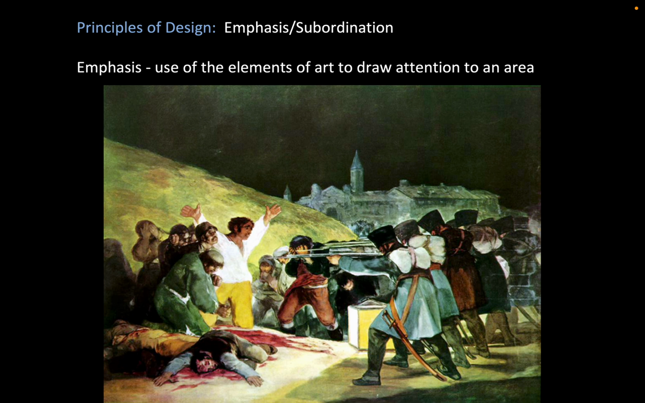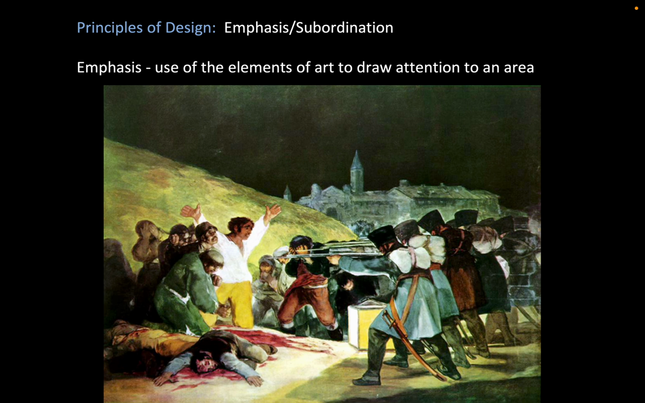But emphasis uses the elements of art to draw our attention to a specific area. So this piece is by Francisco Goya. It's called The 3rd of May. I want you to look at this first and ask yourself, what's the main thing I'm supposed to look at in this, as opposed to Andy Warhol's bottles? It's a lot more obvious. It's this guy right here, this guy who throws up his arms as he's about to be executed by a firing squad. And there are all of these elements of art that are coming together to let us know that he's the main thing we're supposed to look at.